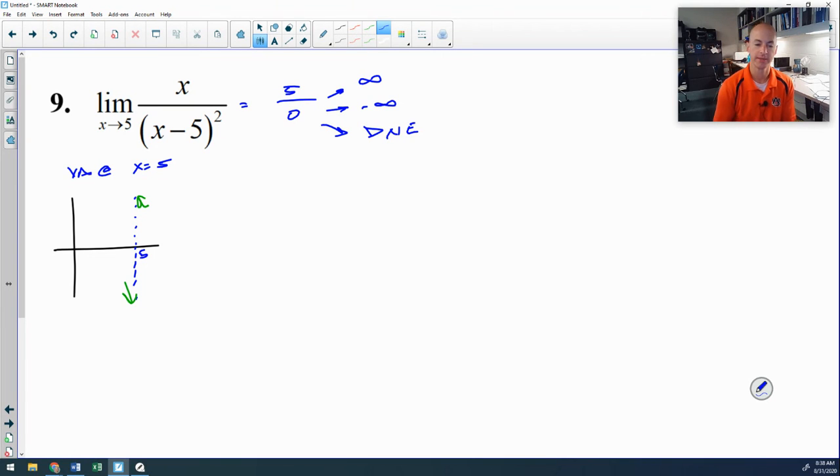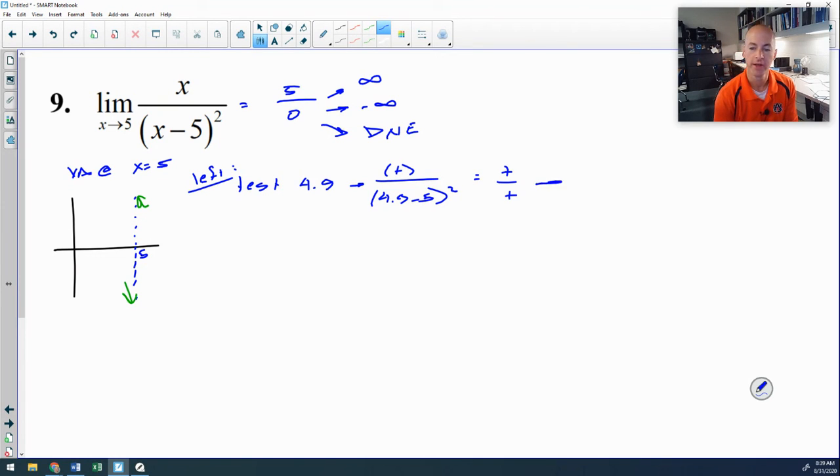And we figure that out similarly to how we did the last problem. I'm going to test values just to the left and right of x equals 5. So I'm going to test 4.9. That's my left side, so I've got to look at the left. And if I plug in 4.9, I have 4.9 on top. That's positive. And if I plug 4.9 into the bottom, I have 4.9 minus 5, but I'm squaring it. That would also be positive. So I have a positive over a positive. That means my left side is going to positive infinity. So right now, I'm going to go back over here and adjust my drawing. I know that my left side is going up.